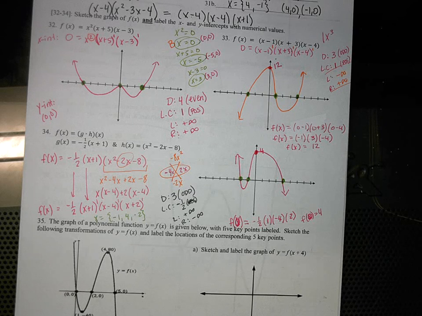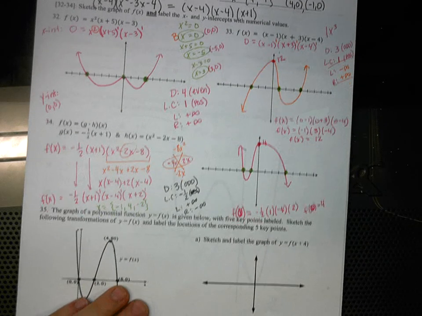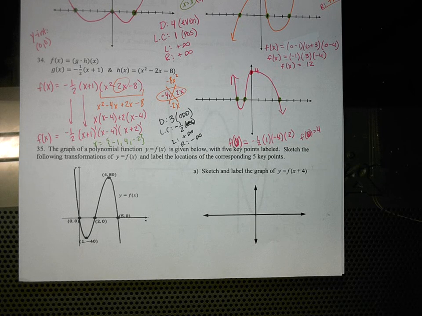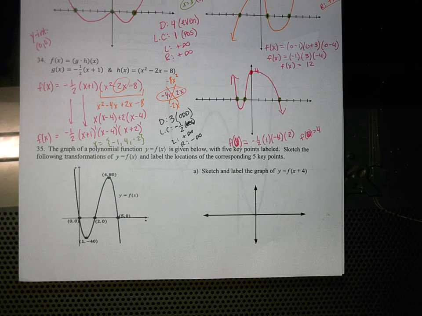Okay, number 35. The graph of a polynomial function is given below with 5 key points labeled. Sketch the following transformations of y equals f of x and label the locations of the 5 key points.